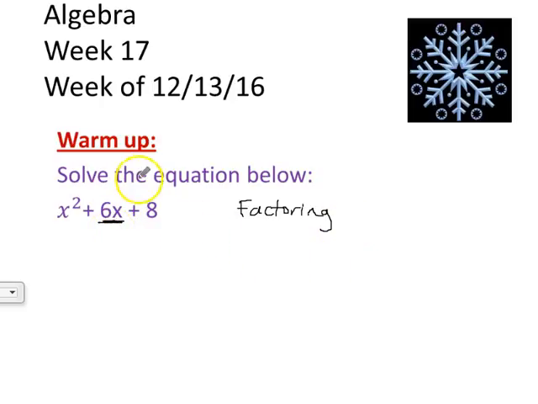Remember the trick I taught you where we want to find factors of our constant term, which is 8, that add up to our middle term, which is 6. We want to find two numbers that when we multiply them, they give us 8, and when we add those same two numbers together, they give us 6. What are some factors of 8? 1 and 8. But does 1 plus 8 give us 6? It does not. So those are not the factors we would use.